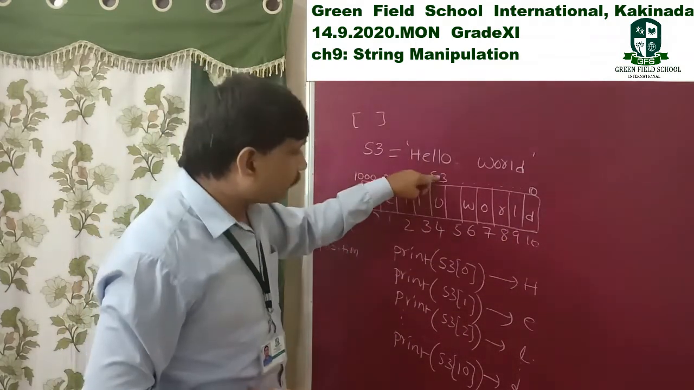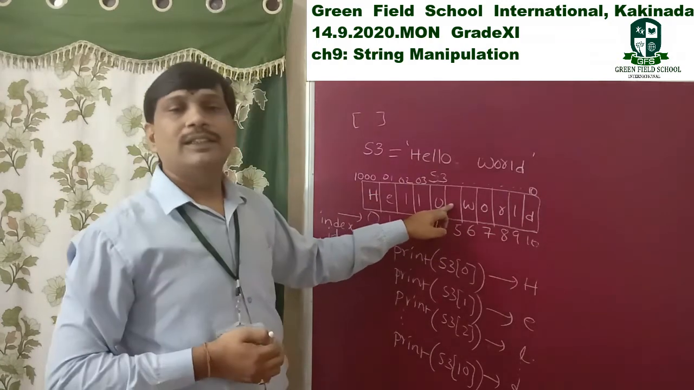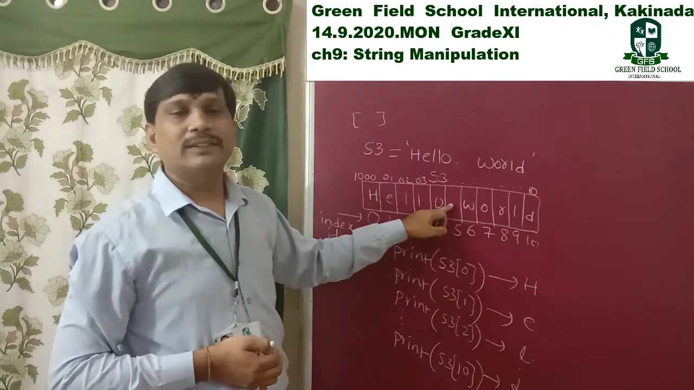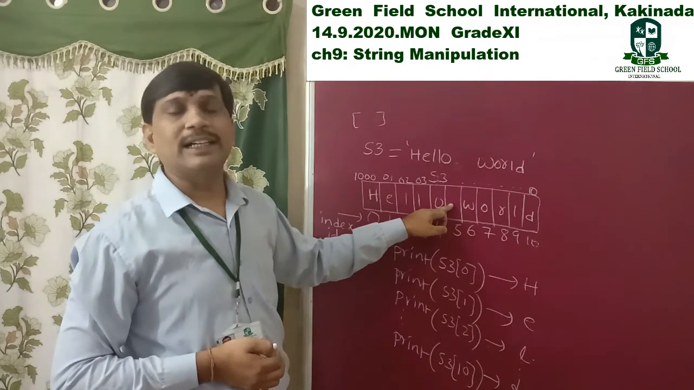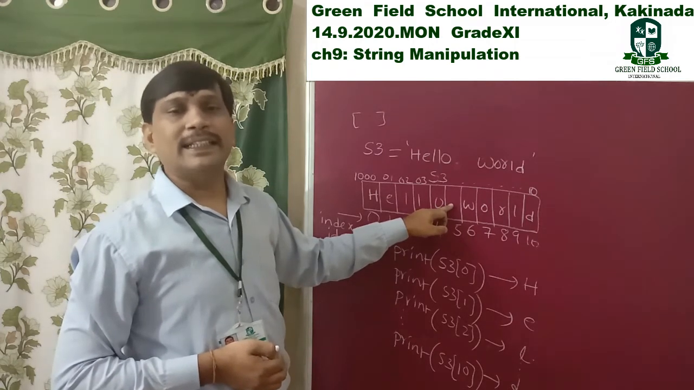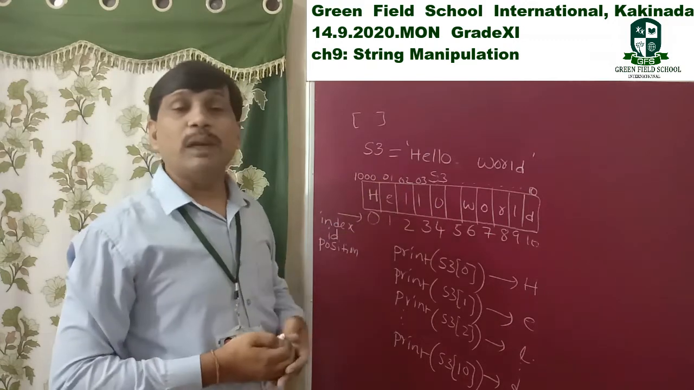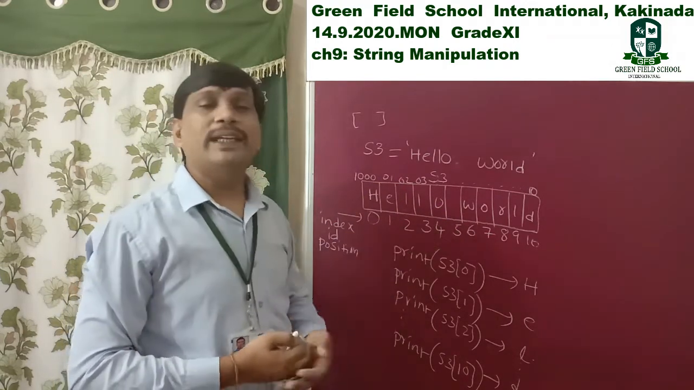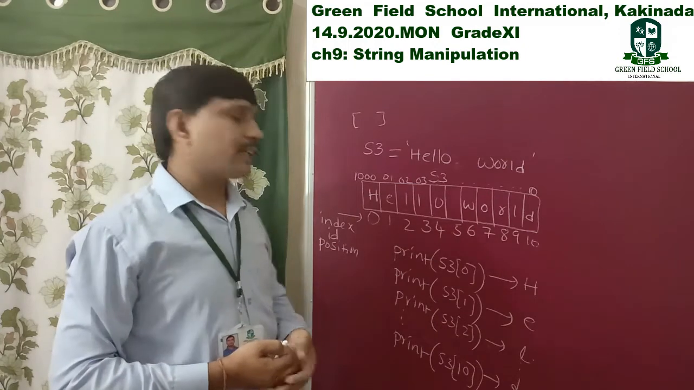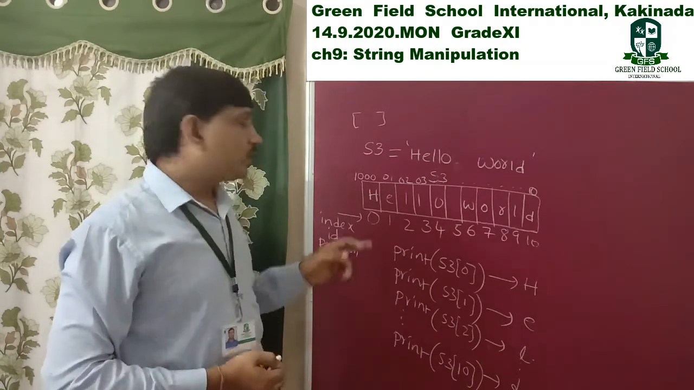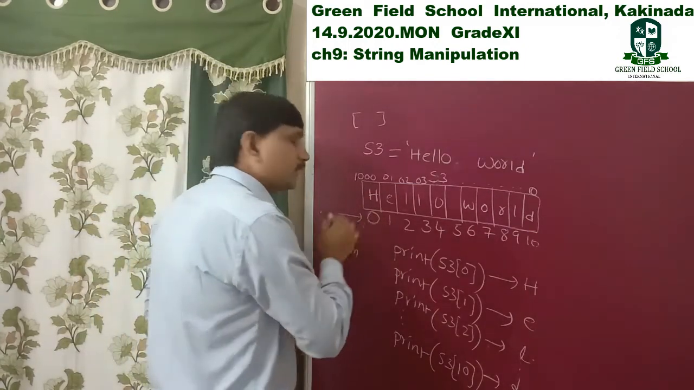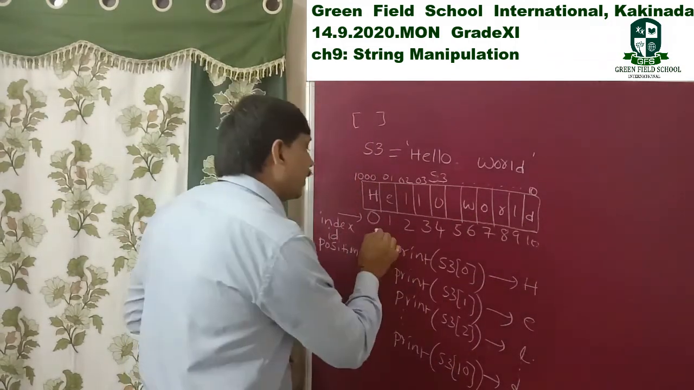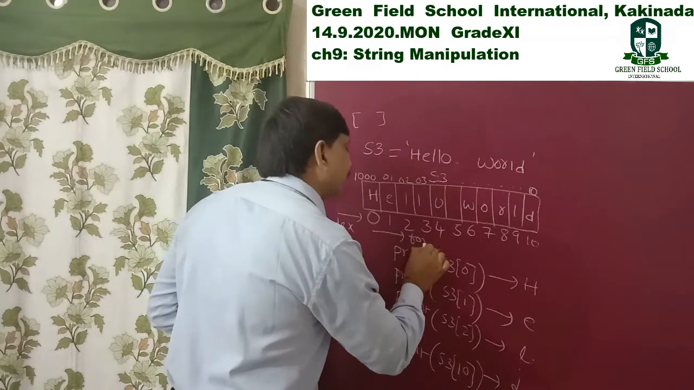Here S3 of 5 is a space. Here no character is there. That means it is an empty character. So it displays without any character. That's why it displays an empty character. Next, coming to this index, we start from left to right side. So this is called the forward direction.